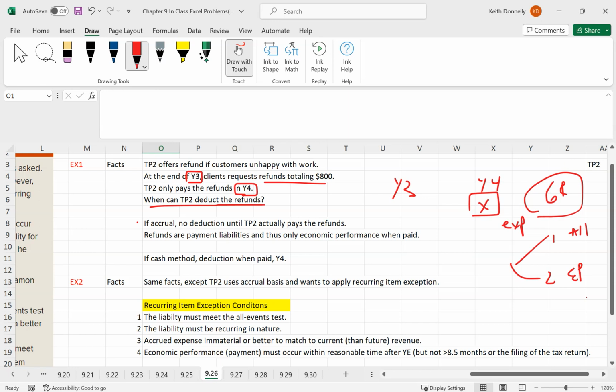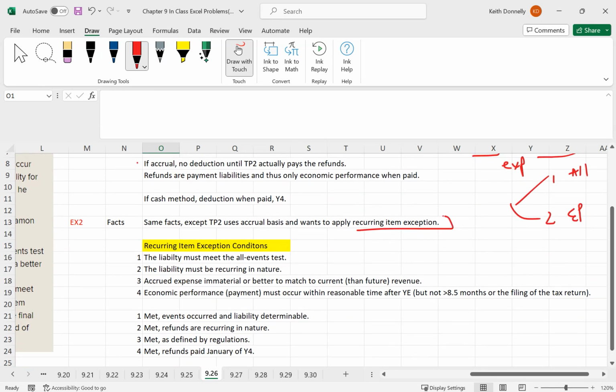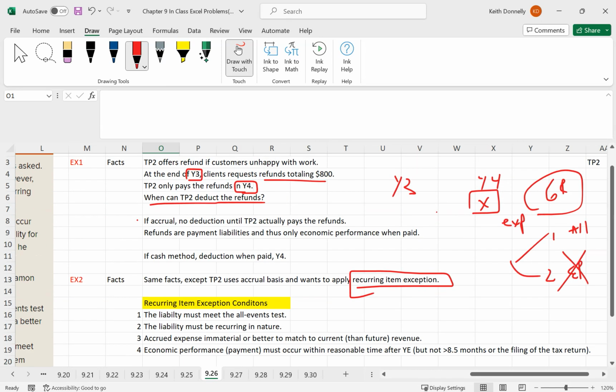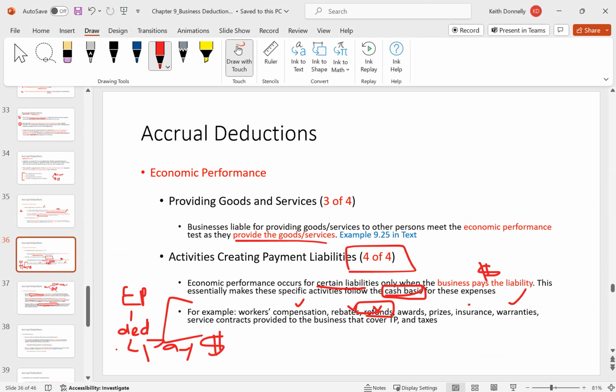and the economic performance. But if we wanted to apply the recurring item exception, that's going to basically kill that economic performance and let us take the expense here in year 3, not in year 4. So this is showing you, we meet the all events test, it's recurring, it's immaterial, it's going to occur within a reasonable time after year end. So it's just kind of showing you that setup.